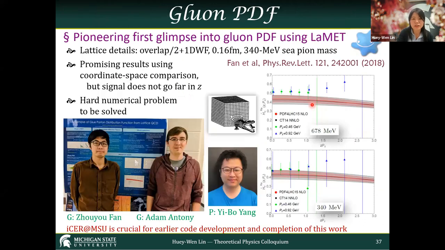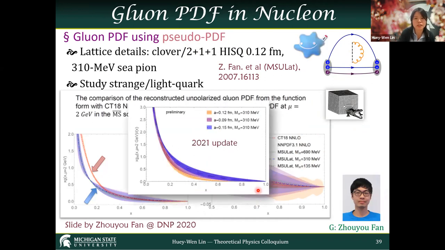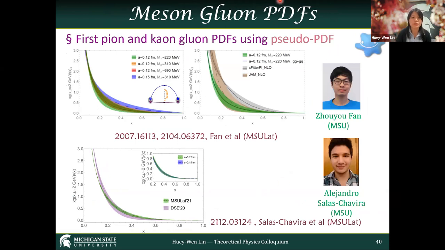And my student has also been looking at the gluon PDF. I don't want to take too much time. I just want to show some of our attempt to do such a calculation. Right now we still have much larger error bars than the global PDF, but we are hoping to be able to reduce them in the near future. And sorry for skipping. We also started looking at the pion and the kaons, from two of my great students, including the gluon PDF as well.